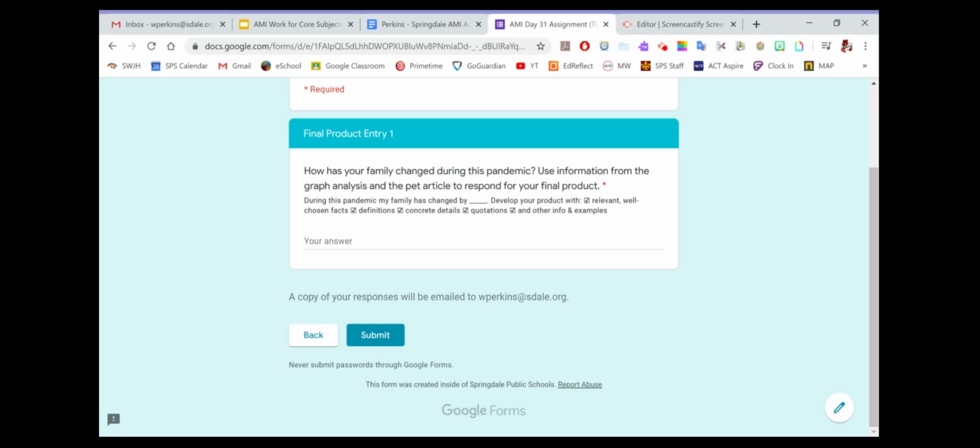Okay, let me try that one more time. Develop your product with relevant, well-chosen facts from either the article or the graphs, definitions, concrete details, quotations, and other info or examples. So you can really add whatever you feel like in this answer. And I'm going to go with my trusty standby ASDF. And then a copy of my responses will be mailed to my email address. And I'm going to click submit.